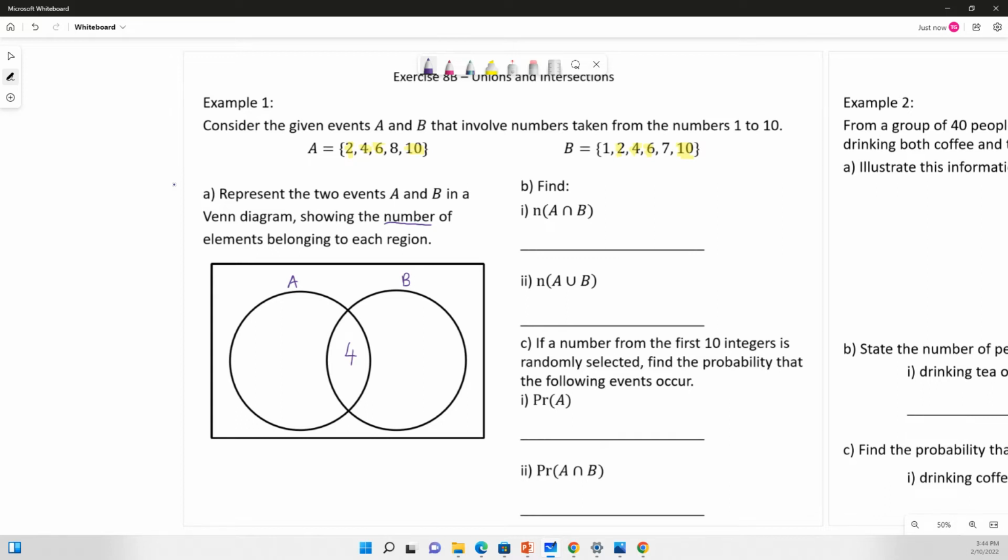Next, we've got to say, well, how many are in A that are not in B? So let's have a look at our list here. And there is just the 8. So there's 1 element in A that is not in set B. Let's have a look at B. How many elements are there in B that are not in set A? There is 1 and 7. So that's 2 elements.